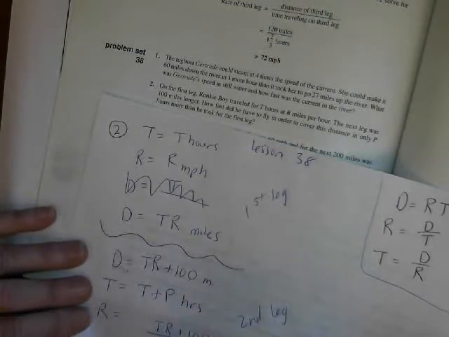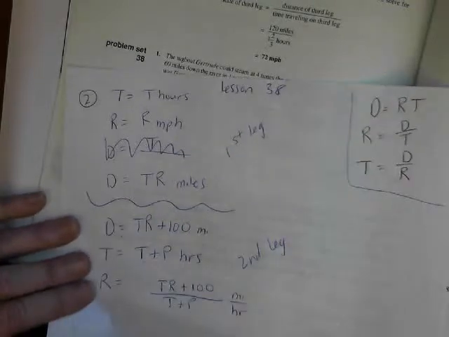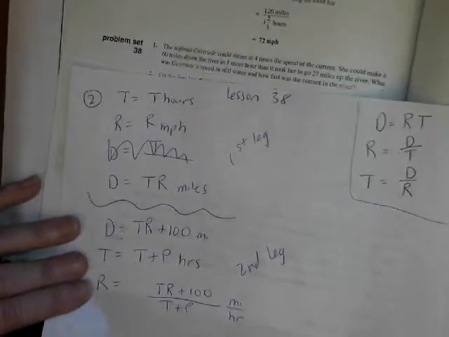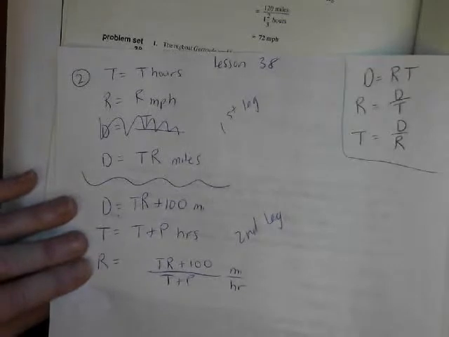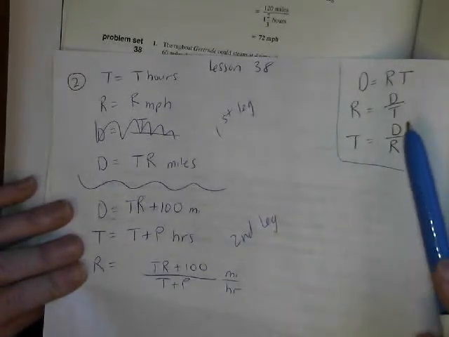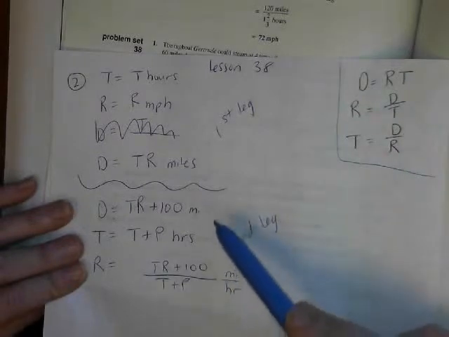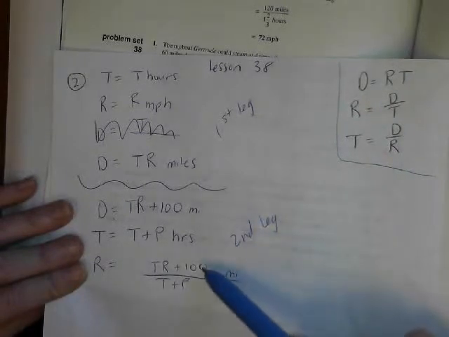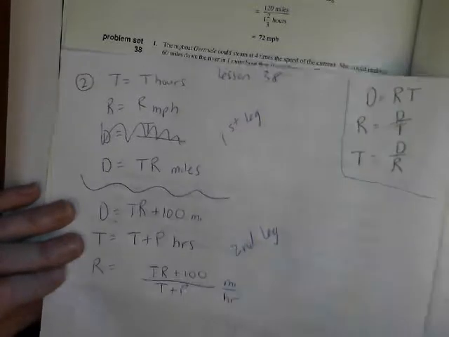Okay, and then rate is what I know that I'm supposed to solve for. And so I'm going to just divide. We know that rate is distance divided by time. So I just grabbed my distance from there and divided it by my time. And I ended up with this. This is the answer.